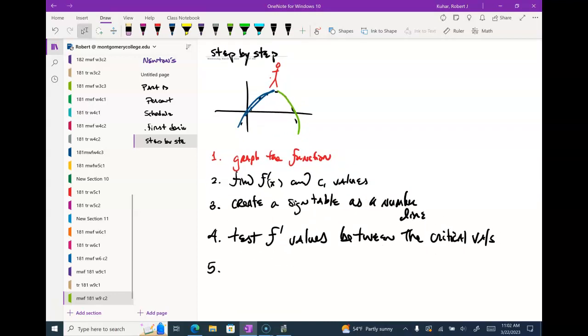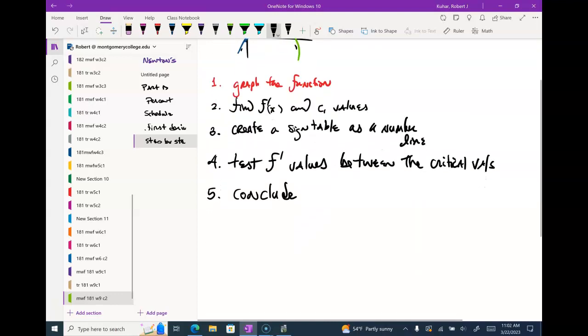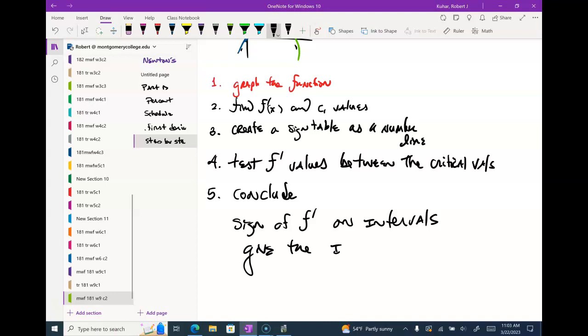Step 5 is the worst part. Conclude. The sign of f prime. Oh, and when you do the test values, you can cheat. I know you all know how to evaluate a function. You don't have to show me you're evaluating the function, right? The sign of f prime on intervals gives the increasing or decreasing intervals of f.